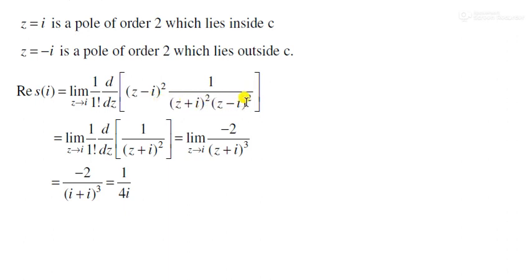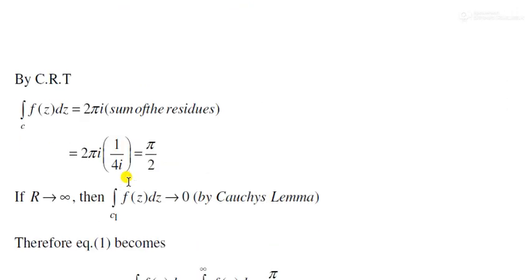(z minus i) the whole square will get cancelled, and differentiating 1 by (z plus i) the whole square and applying the limit as z tending to i, we get the answer as 1 by 4i. By Cauchy's residue theorem, integral over C of f of z dz is equal to 2 pi i times the sum of the residues, that is nothing but 1 by 4i, which gives the value as pi by 2.